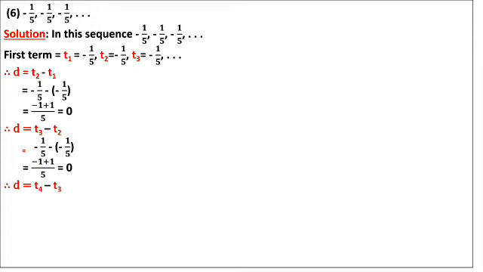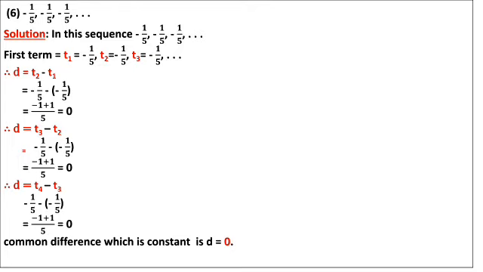The t4 value is not given. I have done this by mistake here. So here I have shown the value of d is 0. The common difference is constant, that is d equals 0. This sequence is an AP. Got it? Now let's do the seventh one.